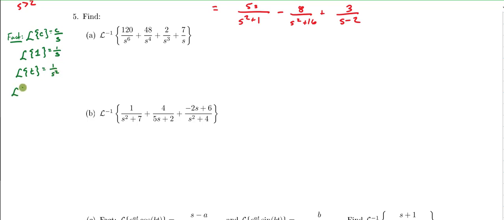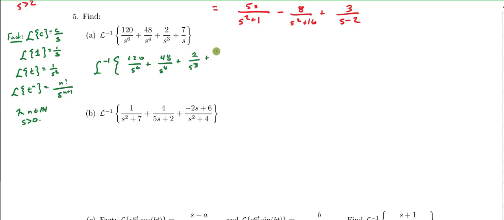And in general, although we haven't proven this, the Laplace transform of t to the n is equal to n factorial all over s to the n plus 1. And this holds for n a natural number, and we should add for s greater than 0. Okay. Those rules, coupled with the rules that we've looked at today, should enable us to find all of these inverse transforms. So here we're going to be finding the inverse transform of 120 over s to the 6th plus 48 over s to the 4th plus 2 over s cubed plus 7 over s.